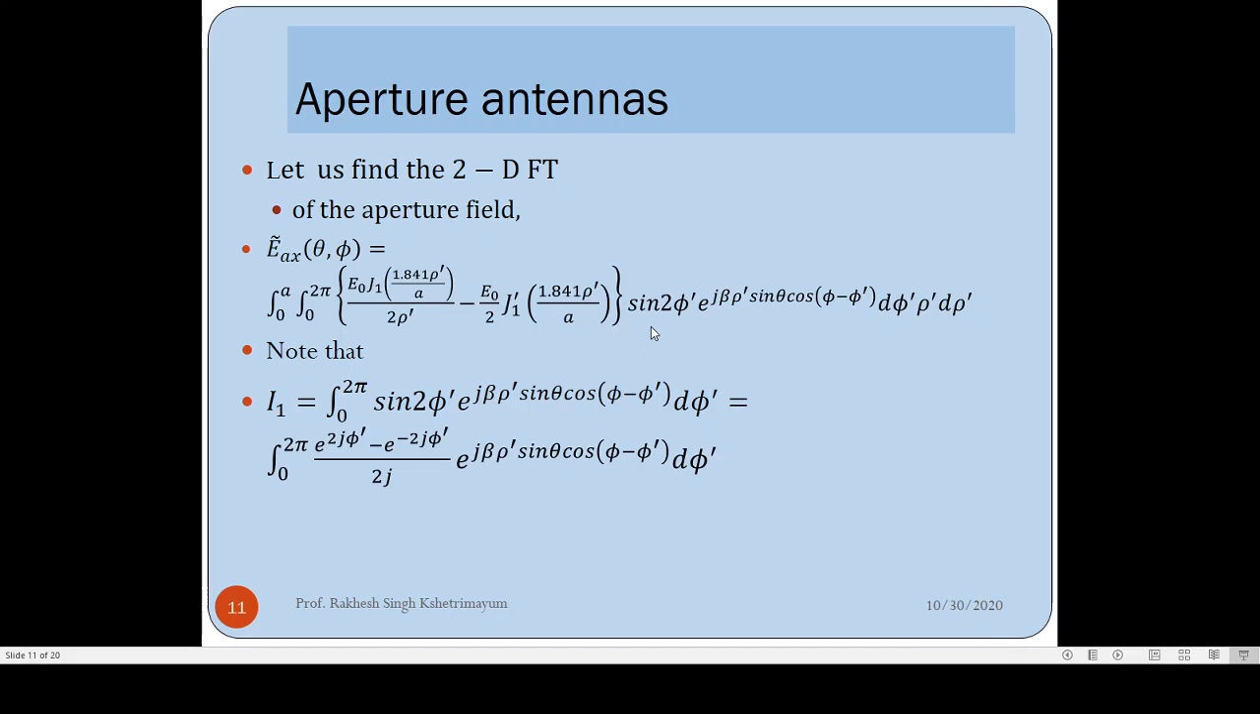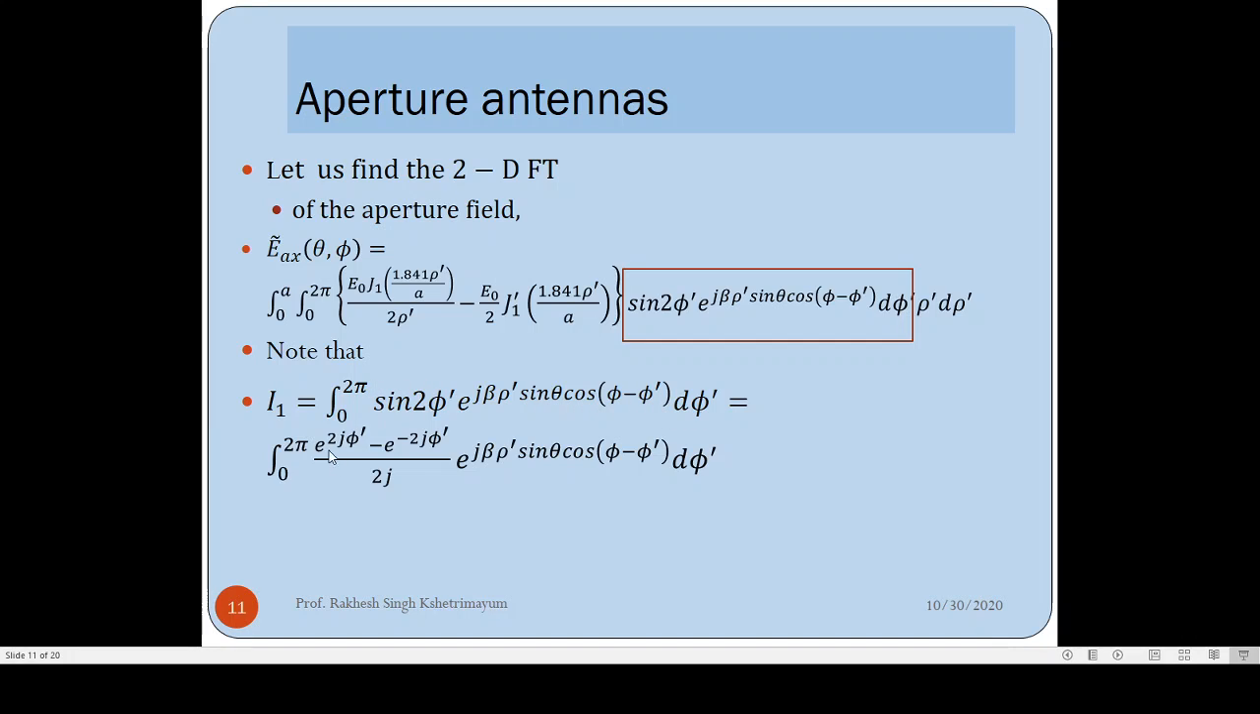expression, Euler's theorem, Euler's formula, and you can find out sine 2 phi dash is simply exponential 2j phi dash minus exponential minus 2j phi dash divided by 2j. So we are considering the integration of this over phi dash. We'll do that integration first and we'll do the other integration later on. So this integration, I will call it I1. We are doing integration from 0 to 2 pi sine of 2 phi dash exponential j beta rho dash sine theta cos phi minus phi dash d phi dash.